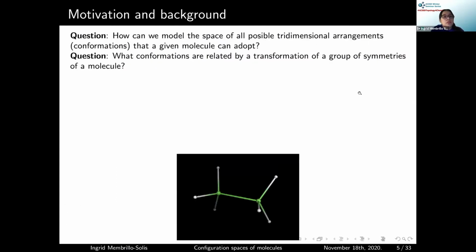Sorry, before that. How can we model the space of all possible three-dimensional arrangements? This is the first question. Another question is, what conformations are related by a transformation of a group of symmetries of a molecule? Why are these questions important?